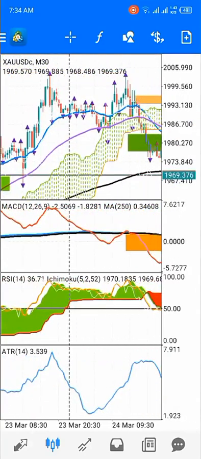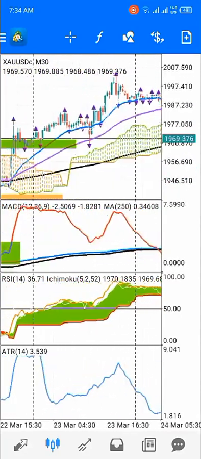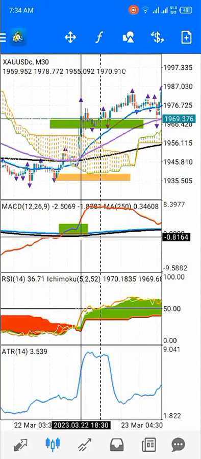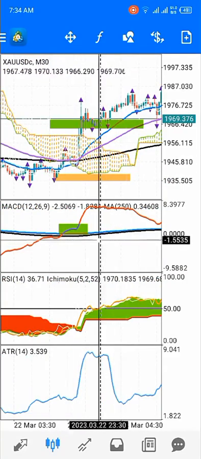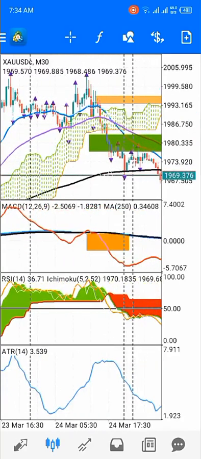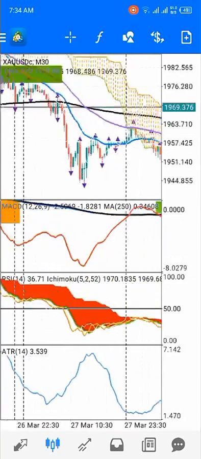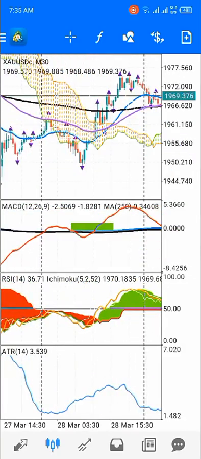So in most cases, the crossover will have happened on indicator window 1 before it happens on the main chart. So just look for the alignment of signals on indicator window 1 with that of the main chart and you are fine.